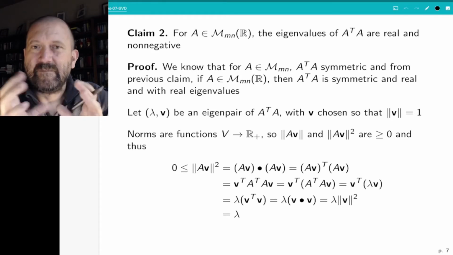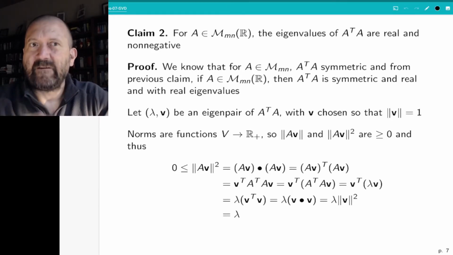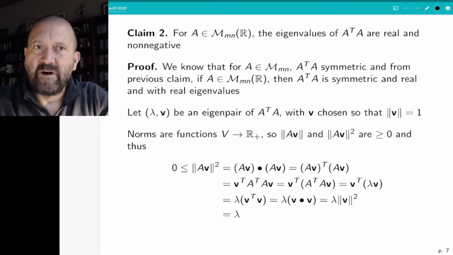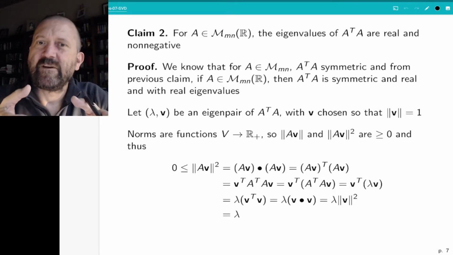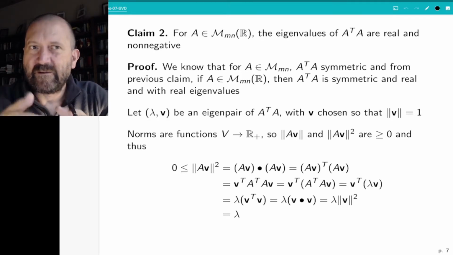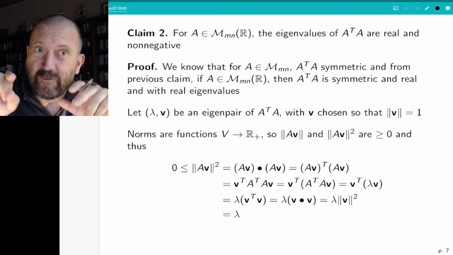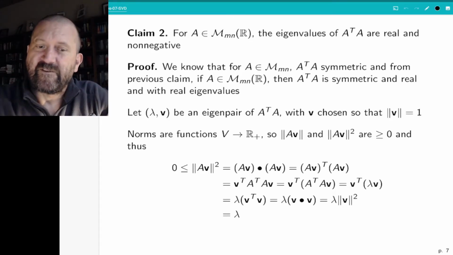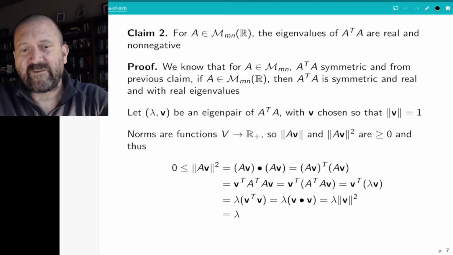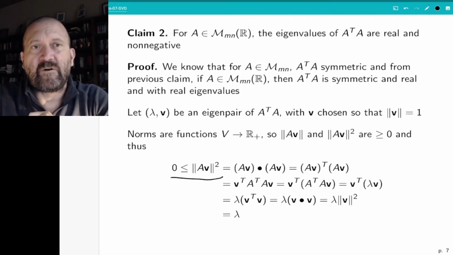So we take an eigenvalue-eigenvector pair of A transpose A. We assume that the eigenvector has norm 1. Now one remark is that norms are functions from whatever vector space you're working in into the non-negative real numbers. So when I consider the norm of the vector AV, and the norm of the vector AV squared, they're both non-negative quantities. Let me just write this. The norm of AV squared is a non-negative quantity.